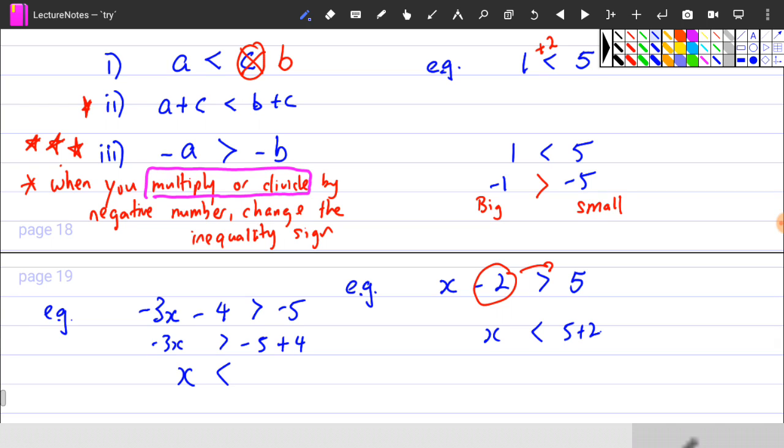Less than over 3. Negative 3. Well done. So now you understand. Same negative number. Sometimes we change the sign when we divide or times the negative number. But plus or minus a number we don't change. Okay?